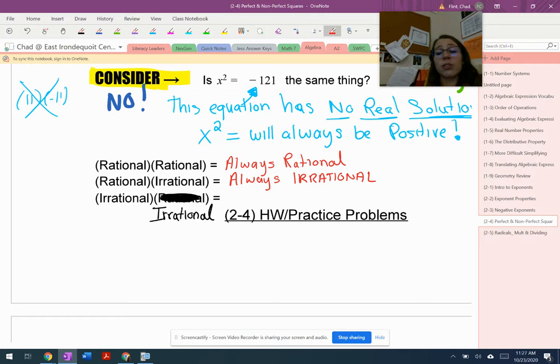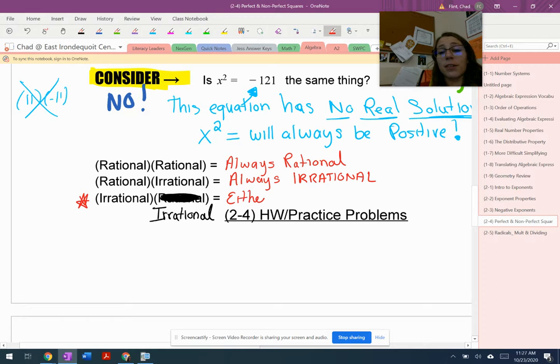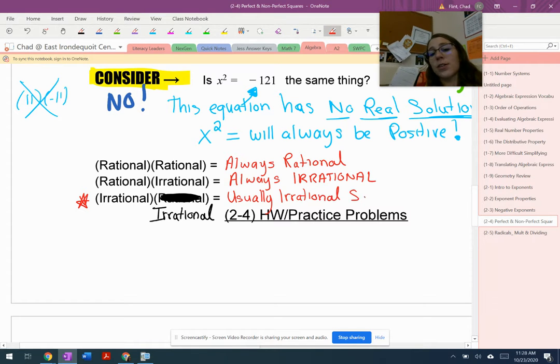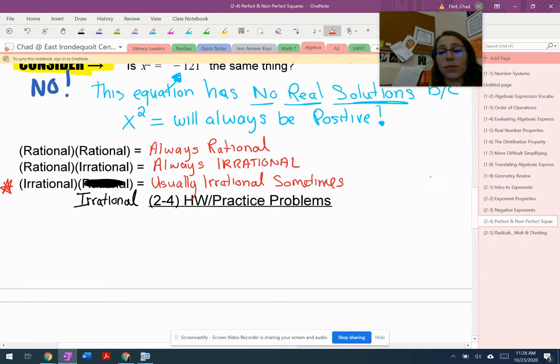An irrational times an irrational. This is the weird one. Irrational times an irrational, it could be either, depending. Let's go with usually irrational. Sometimes it can be rational, though.